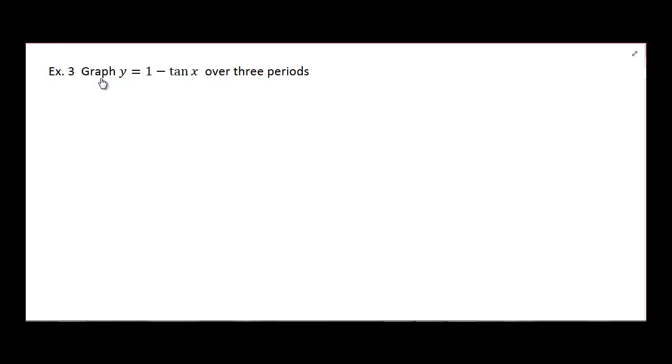So let's see in this video what effect a vertical shift has on my tangent graph. Here I have, in this example, where I want to graph y is equal to 1 minus tan x, and again I'm going to do this over 3 periods. So just like before, we're going to start by identifying what b is, so that's our first step.